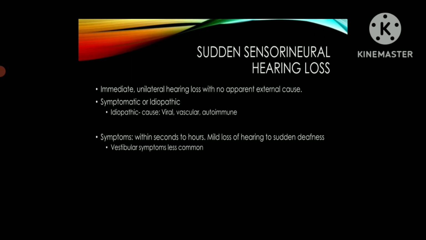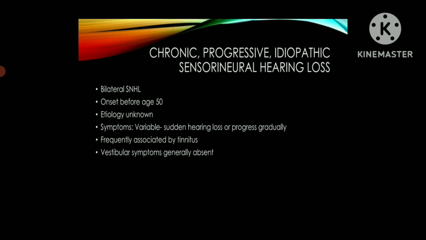Symptomatic or idiopathic causes may be there, such as some viral or vascular autoimmune diseases, and symptoms develop within seconds to hours, from mild loss of hearing to sudden deafness. Vestibular symptoms are less common. Next is chronic progressive idiopathic sensorineural hearing loss. Bilateral sensorineural hearing loss with onset before the age of 50 and the etiology is unknown. The symptoms are variable, sudden hearing loss or gradual progression, frequently associated with tinnitus, and vestibular symptoms are generally absent.